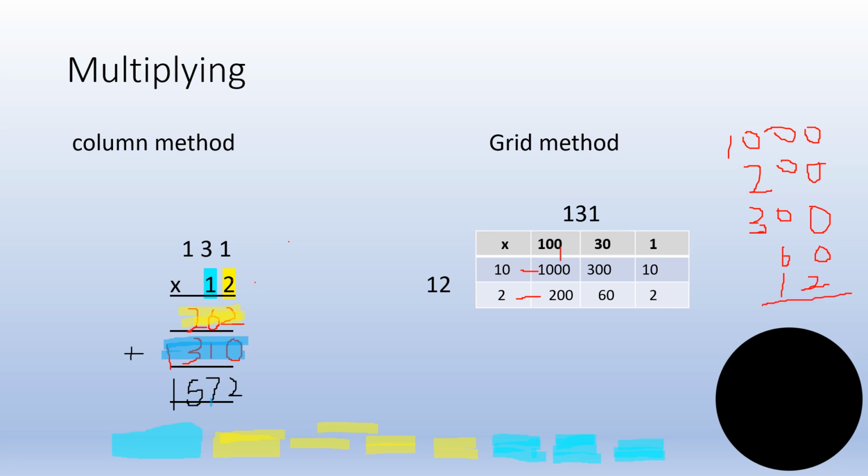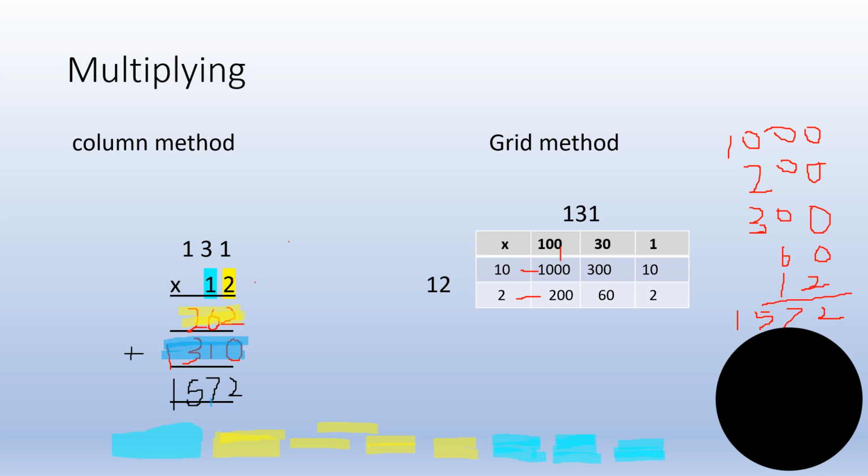I'm going to add all these together. So in my units column, I have got 2. I've got a 6 and a 1, which gives me 7. 2 and 3, which gives me 5. So that's my 5 in the hundreds column. And then I've just got the 1 there in the thousands column. So both methods have given me the same answer of 1572.